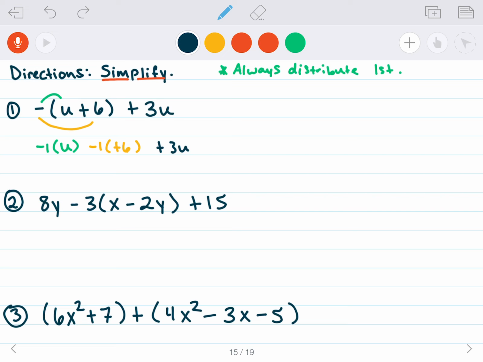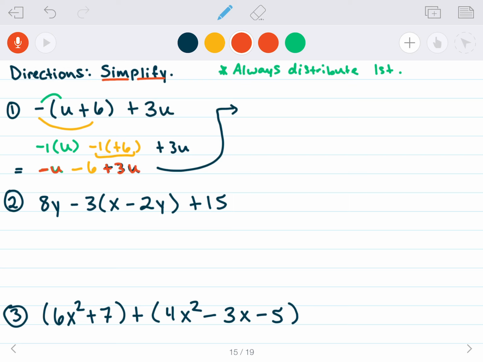So negative 1 times a positive u is just a negative 1u, or simply negative u. A negative 1 times a positive 6 is a negative 6, and then everything else comes down. So this is where I'm at so far: negative u minus 6 plus 3u. So I have like terms, and I'm going to rewrite it over here so you guys can see. So the like terms, I have a negative u and a positive 3u.